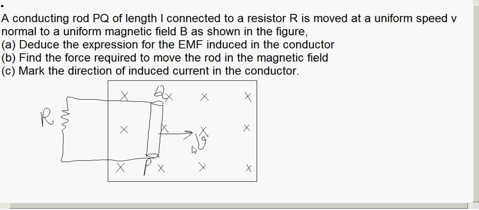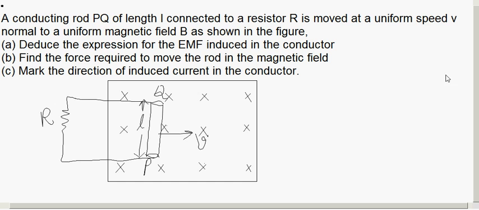Now deduce the expression for induced EMF. Let me read out. A conducting rod PQ of length L. The length of the conductor is L, given. It is connected to a resistor R, is moved at a uniform speed v, normal to a uniform magnetic field B, as shown in the figure. It's moved towards the right. Now deduce the expression for the EMF induced in the conductor. Find the force required to move the rod in the magnetic field. Mark the direction of induced current in the conductor.